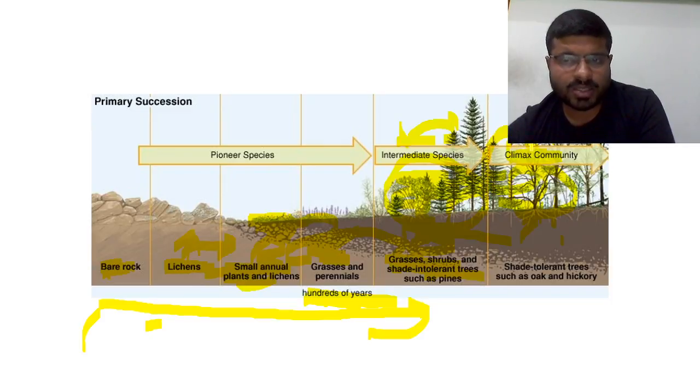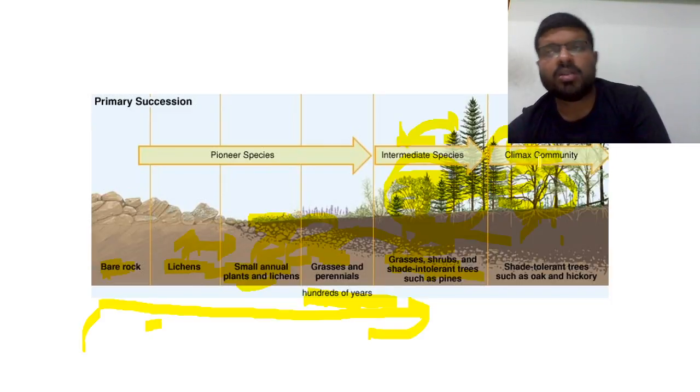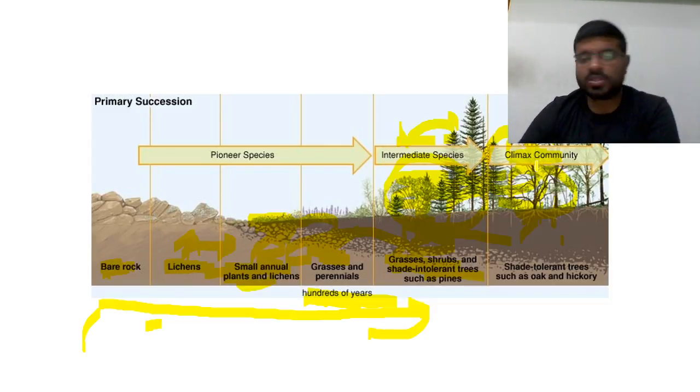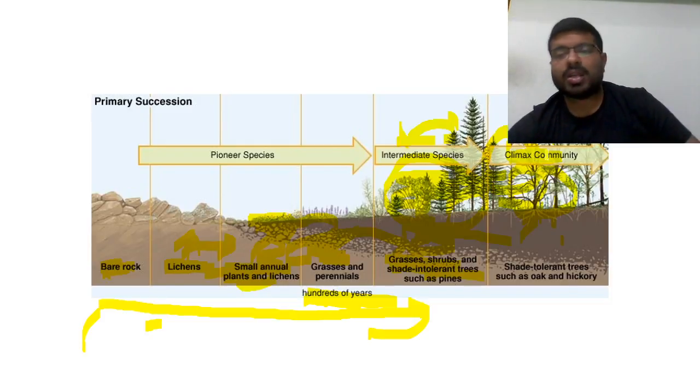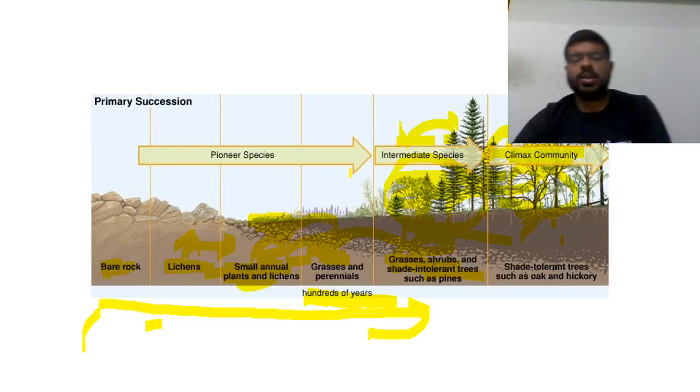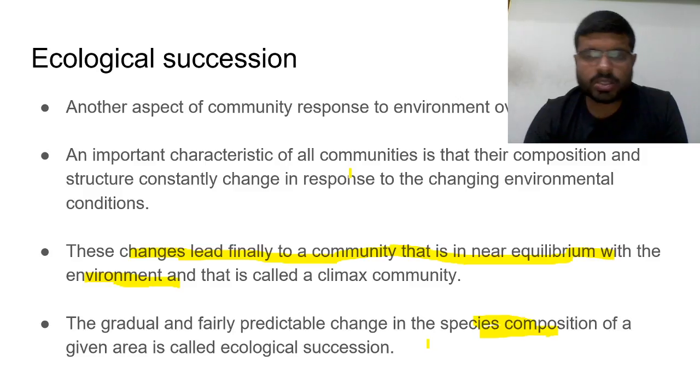What is climax here? That means there will not be any further changes. I think you will have heard this word climax in movies, where the climax scene is where there will not be much change. So that is what is called the climax community. The species which are trying to adapt towards this, where there is a tug of war and some kind of clash between the existing species, are called intermediate species, and the species which are initially suitable are called pioneer species. This is what is called ecological succession.